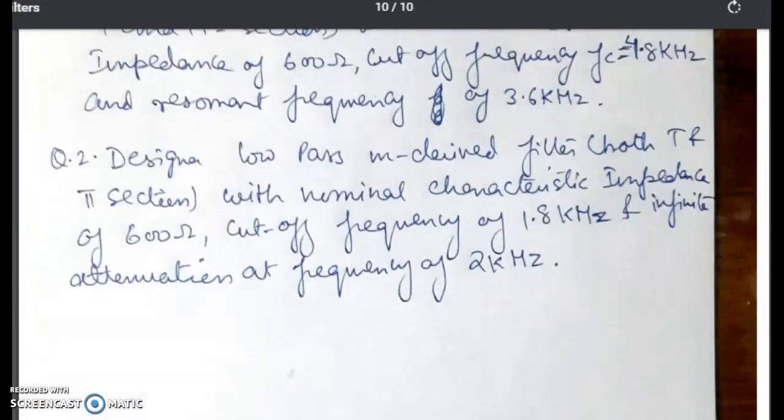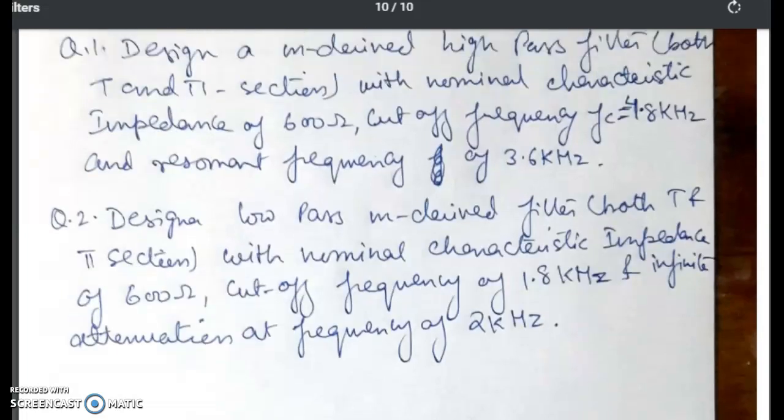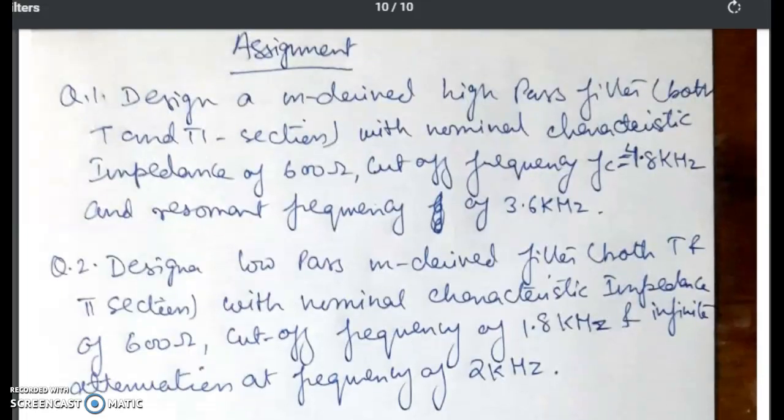Now there are certain questions on these m-derived filters. So two questions are there. You try it once. Thank you.